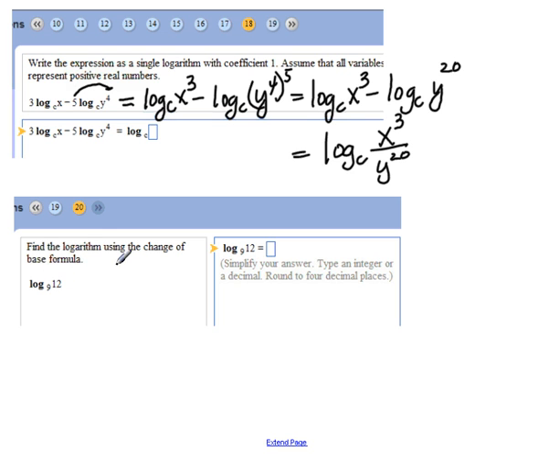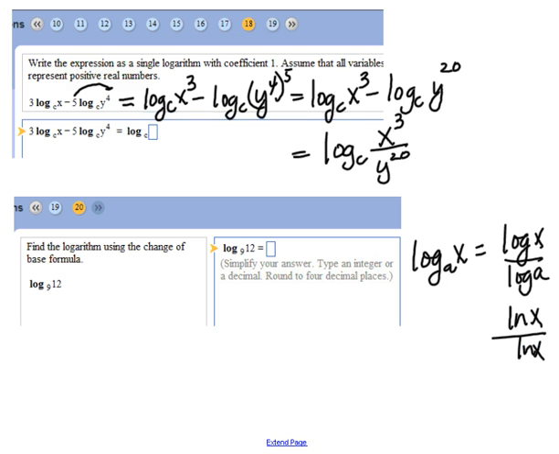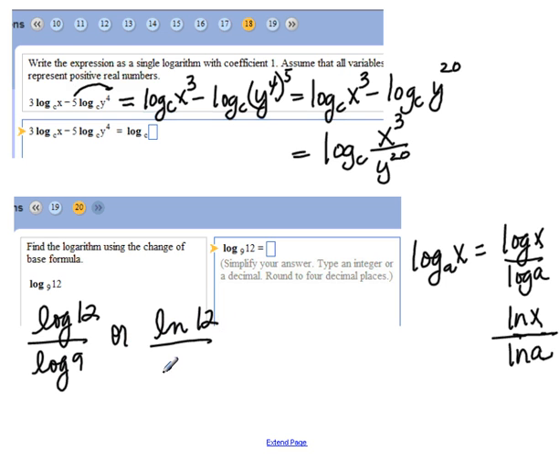And the last problem is to use the change of base formula to calculate log base 9 of 12. So remember that the log base a of x is the same thing as log x over log of a. So that is a common log, or we can use a natural log. So log base 9 of 12 would either be log of 12 divided by log of 9, or we can certainly compute that as the natural log of 12 over the natural log of 9. Keep in mind what I said earlier in the lecture video, the base has to go in the basement, right? So we always put the base in the denominator.